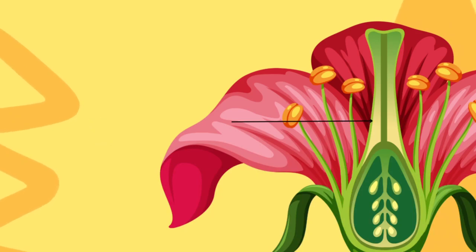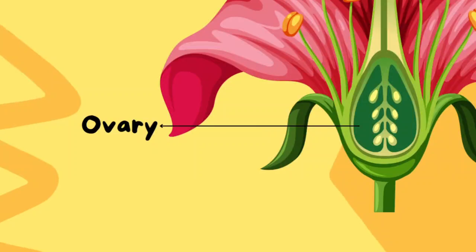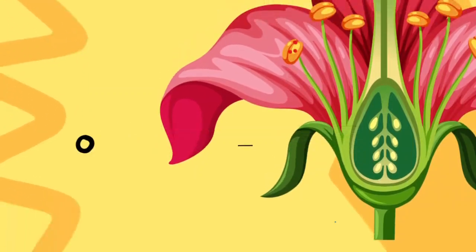Now the important part is the ovary. It is the female part that turns into fruits, and it also has ovules inside. And you know, ovules will combine with the pollen and they can form a seed.